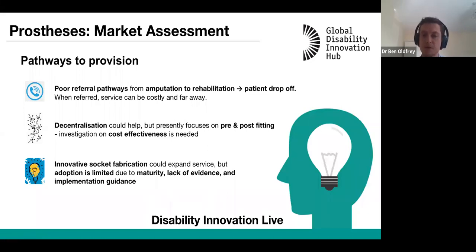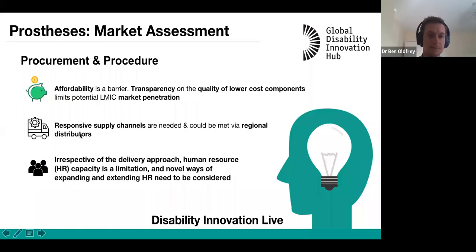Decentralization efforts are currently focused on pre and post fitting rather than the actual fitting process itself. And we'd like to see investigation into the cost effectiveness to justify increasing these endeavours. One thing that could help with decentralization is a variety of innovative socket fabrication, such as direct casting and digital fabrication, like 3D printing or carving. These could expand service, but currently adoption is still limited for a number of reasons that we hope can be addressed. Next slide, please.